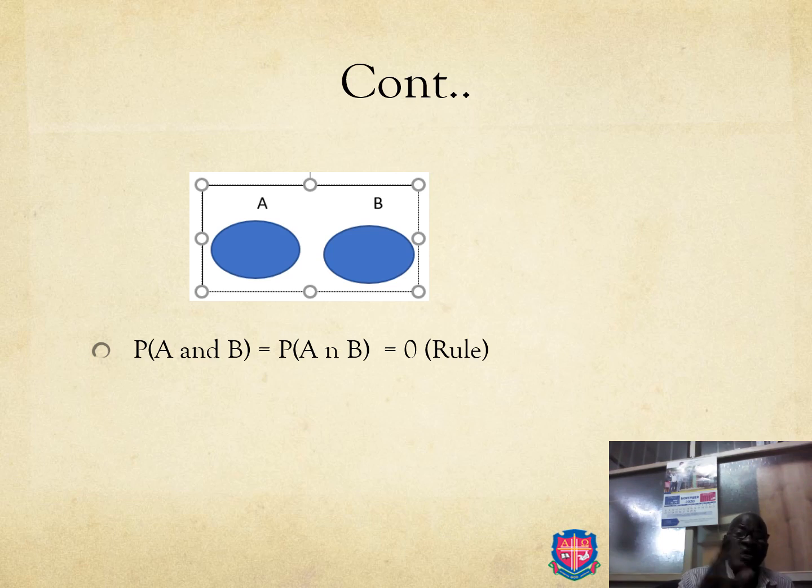So the probability of A and B, which is equal to the probability of A intersection B, is also equal to 0. And it is a rule. One time I asked my mathematics teacher when he was teaching us about rules, how or why, and he just told me it is a rule. But the fact is, mutually exclusive events don't overlap, they don't intersect, and therefore the probability of A intersection B is equal to 0.